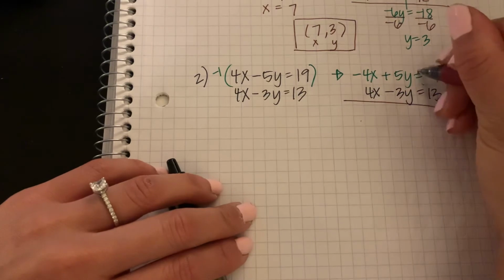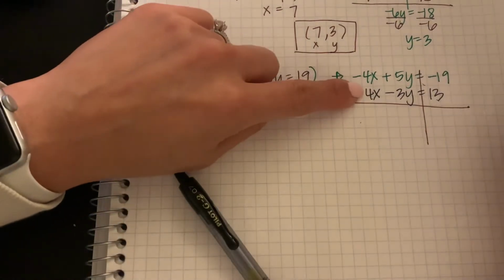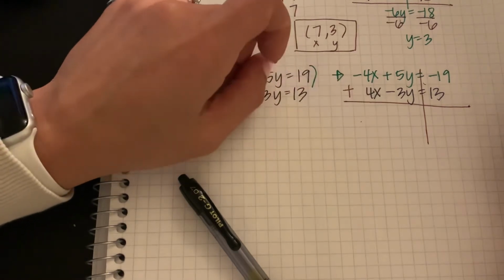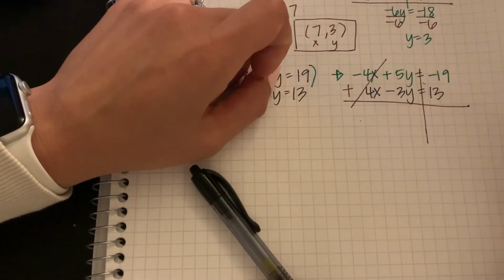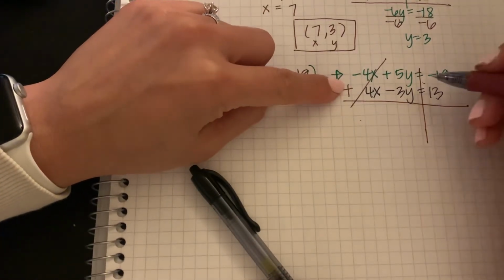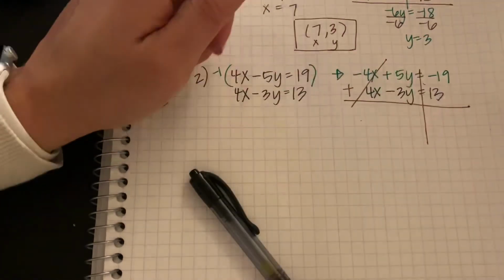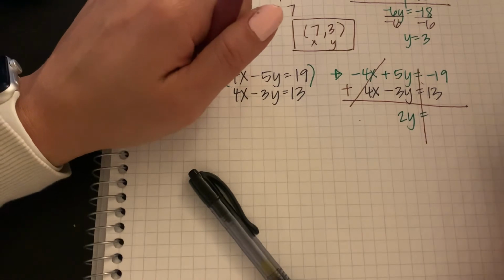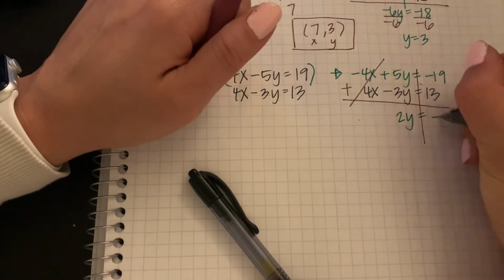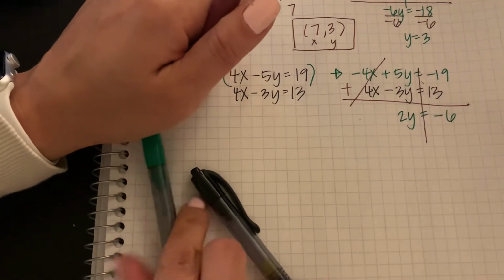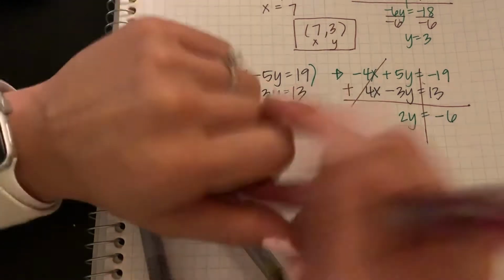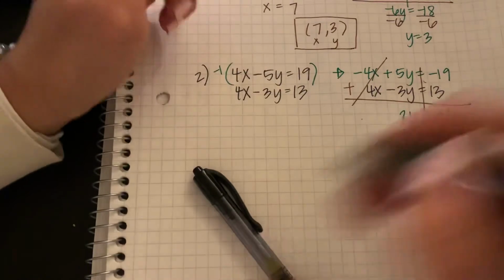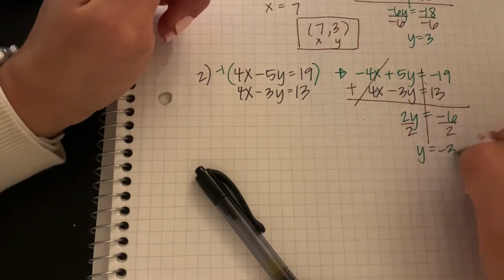Now I see that the 4x's are inverses of each other. One is negative and one is positive. These guys will cancel each other out. 5y minus 3y is 2y. Negative 19 plus 13 is a negative 6. Gonna go ahead and divide by 2 to both sides. I get y equals a negative 3.